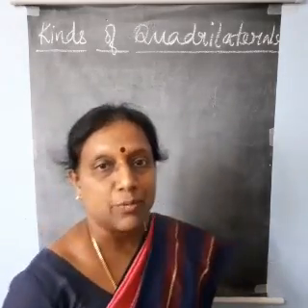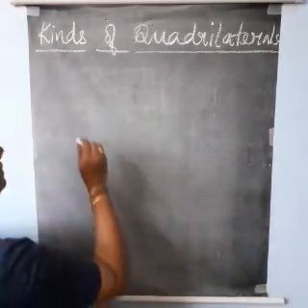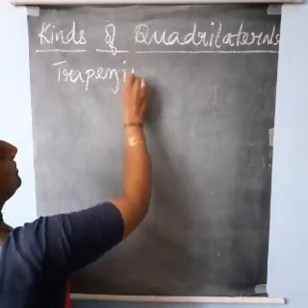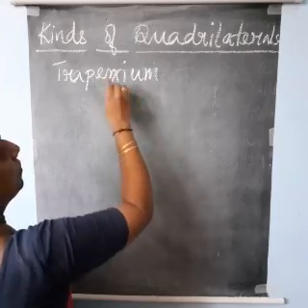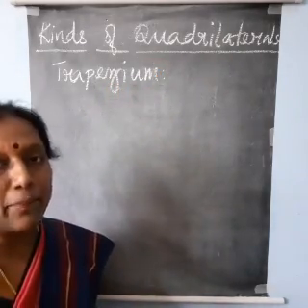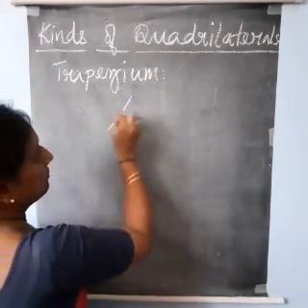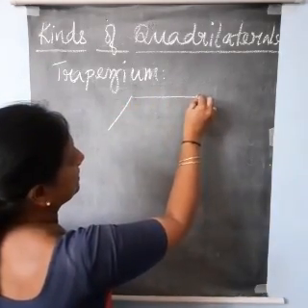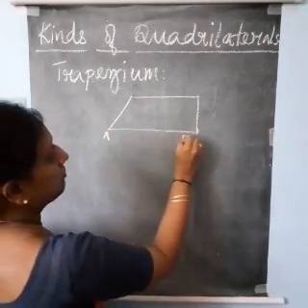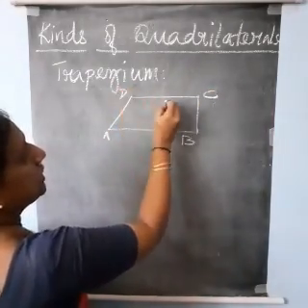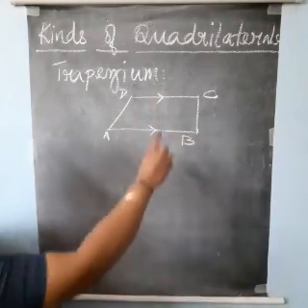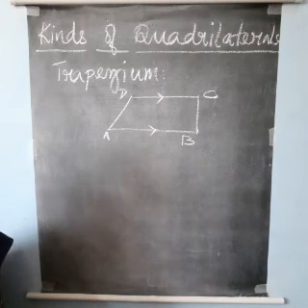The first type that we are going to see is a trapezium. Trapezium is a quadrilateral where one pair of sides are parallel. Okay, so we can have a trapezium like this, anything, even this way, whatever, A, B, C, D, where this side is parallel to this side. Okay, one pair of parallel sides is known as a trapezium.